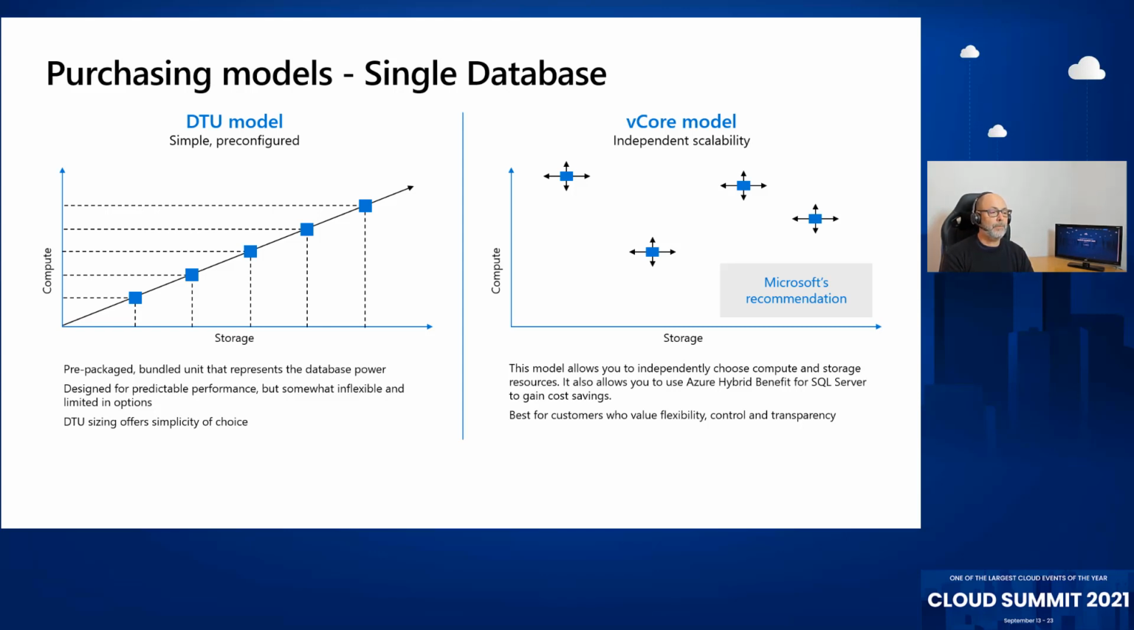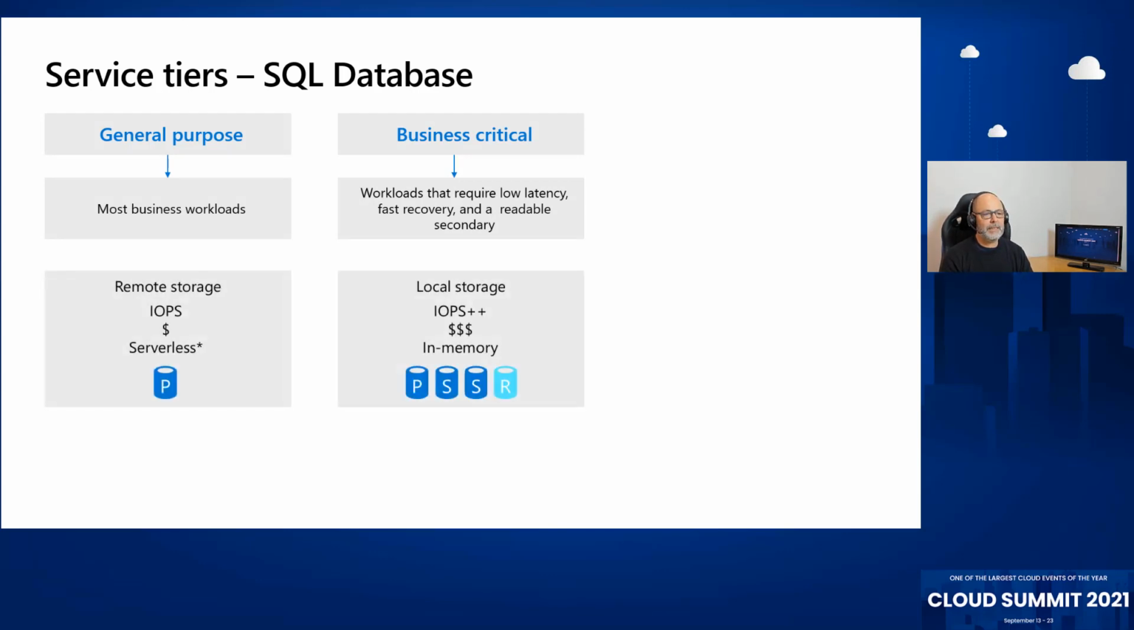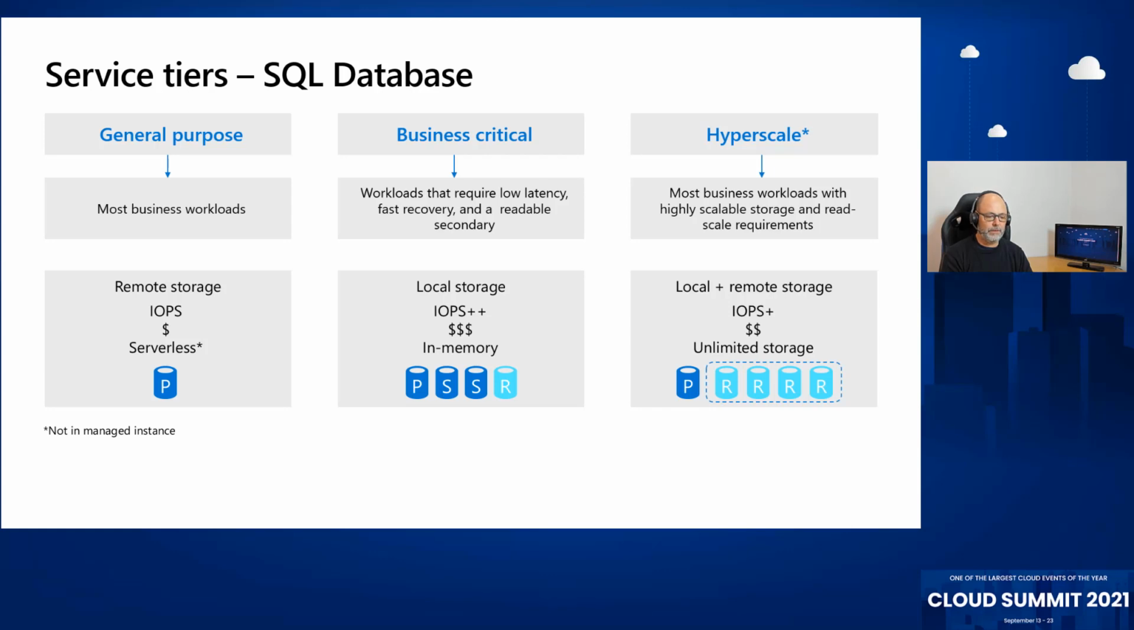For Azure SQL Database, initially there was a model called DTU, Database Transaction Unit. This is still there, but now Microsoft is also recommending the vCore model. And again, we have the general purpose tier, business critical tier, and there is an additional tier called hyperscale, which is a great fit for big database deployments, right? If we are talking about hundreds of terabytes, definitely hyperscale is the tier that we need to consider.